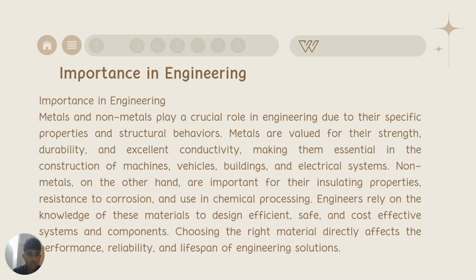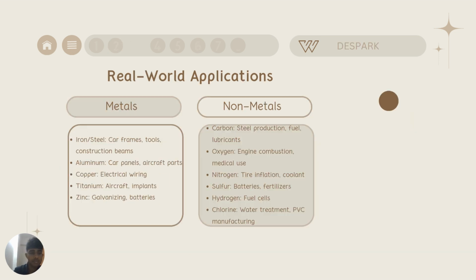And for the non-metals, on the other hand, they are important for their insulating properties, resistance to corrosion and use in chemical processing. Engineers rely on the knowledge of these materials to design efficient, safe, and cost-effective systems and components. Choosing the right material directly affects the performance, reliability, and lifespan of engineering solutions. And for the next slide, real world applications.